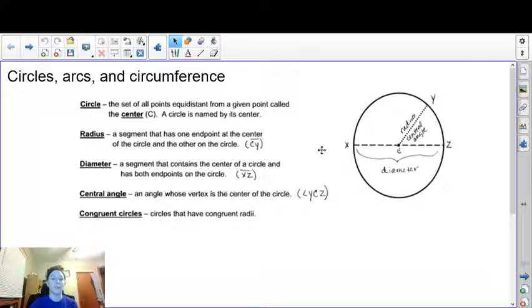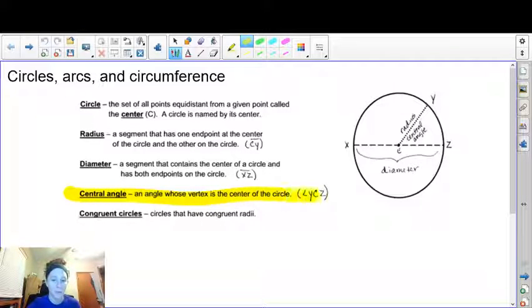A central angle, which is something that I'd like to just highlight, and I would underline it or star it or do something. Maybe we'll put it in our book here in a little while. A central angle is an angle whose vertex is at the center of the circle. So angle YCZ is a central angle. And then congruent circles are circles that have the same radii. So if my radius is this much, my other circles have to be the same.